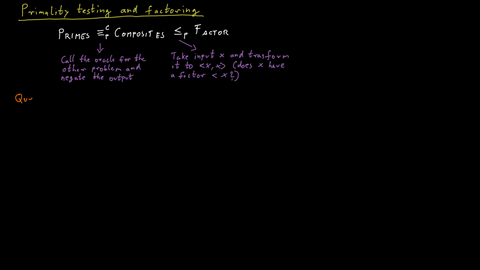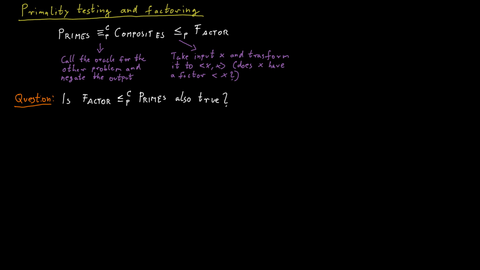A natural question is whether the other direction is also true. So whether FACTOR reduces to PRIMES in polynomial time in the Cook sense. In other words, suppose we have an efficient algorithm for PRIMES, would we then also get an efficient algorithm for FACTOR? Because the other way around, it's true. So if we had an efficient algorithm for FACTOR, we would have an efficient algorithm for PRIMES.